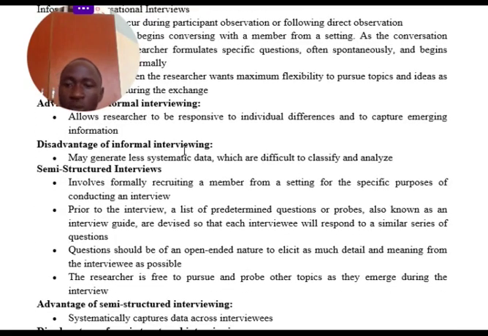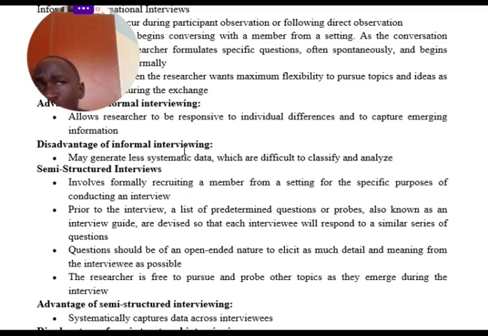Then the other, I talked about the semi-structured interview. This semi-structured interview involves formally recruiting a member from a given setting for specific purposes or conclusions or interviews. This one, the person that is picked structures questions or information that may be given to the respondent.